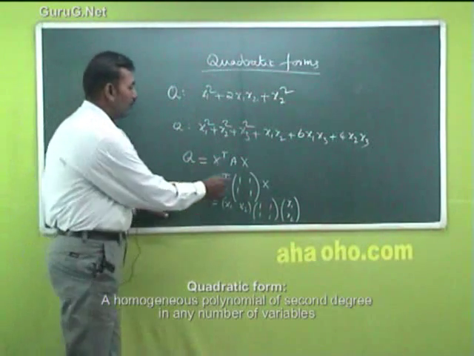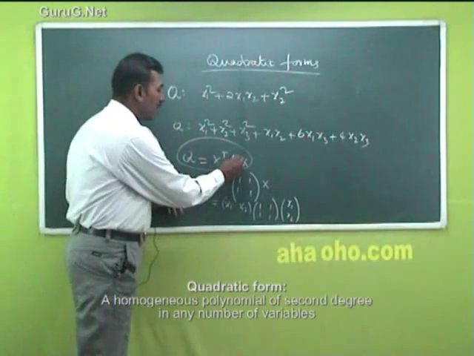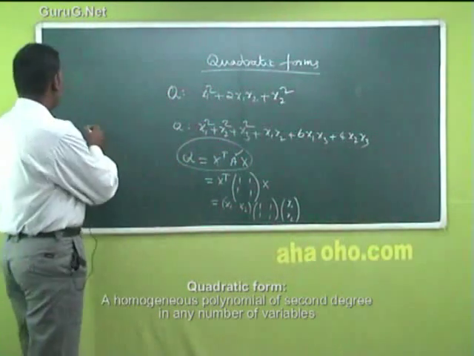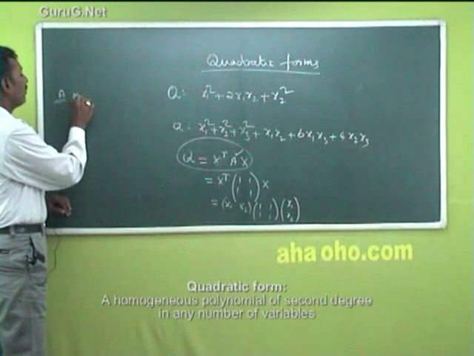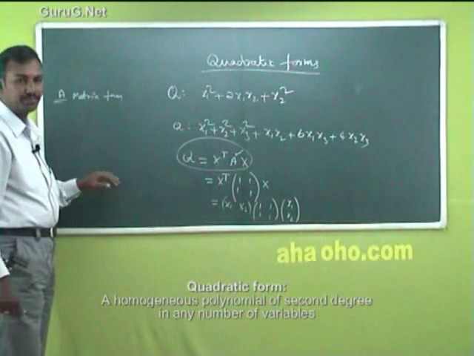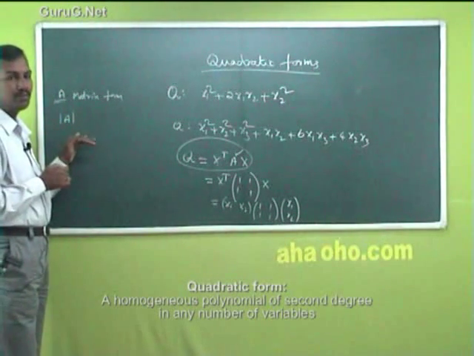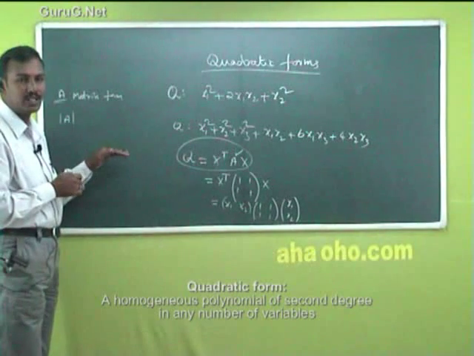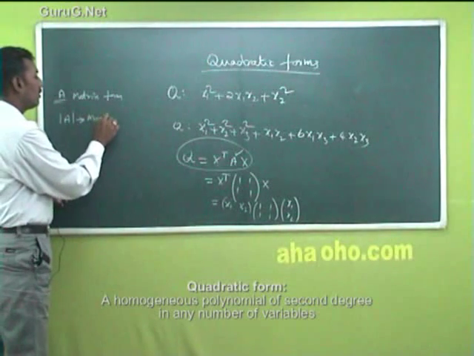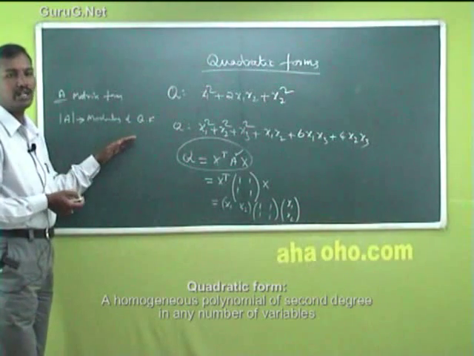So this is the matrix form of the given quadratic form. This matrix A is nothing but the matrix of the quadratic form. This matrix is always a symmetric matrix. The modulus of this matrix is called the determinant of the quadratic form, or the modulus of the quadratic form. So determinant of A is nothing but the modulus of the quadratic form, or sometimes called the determinant of the quadratic form.